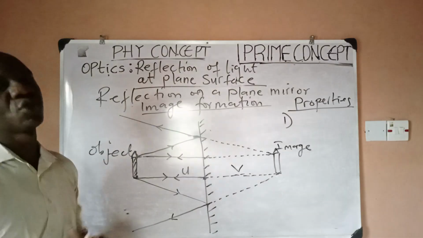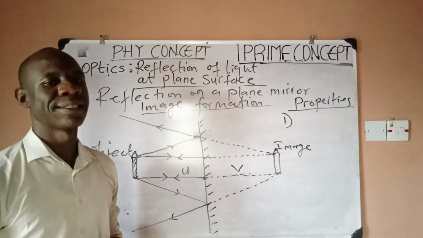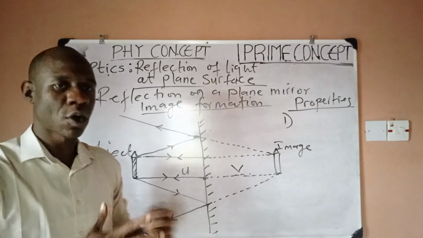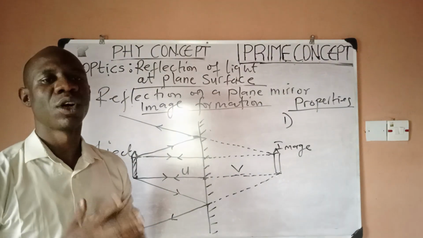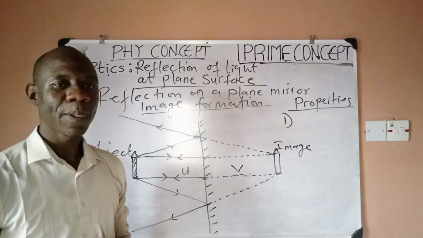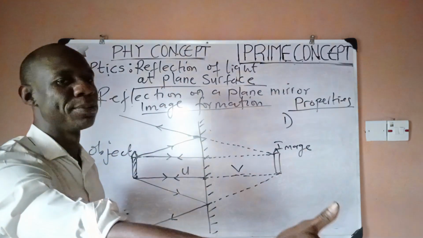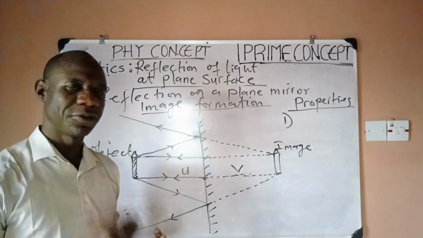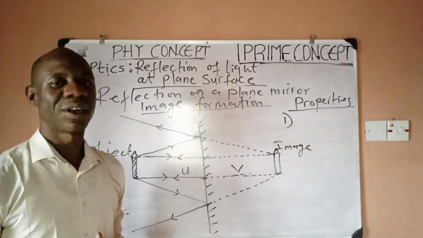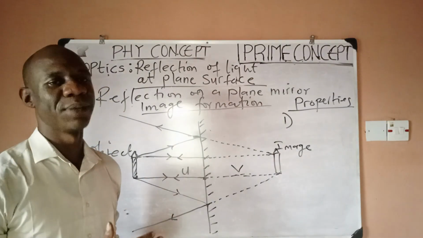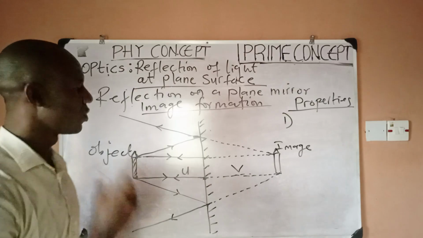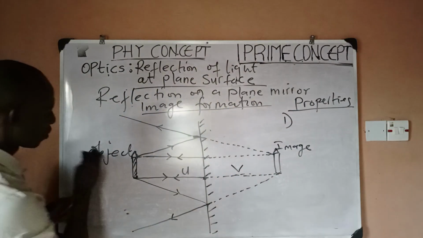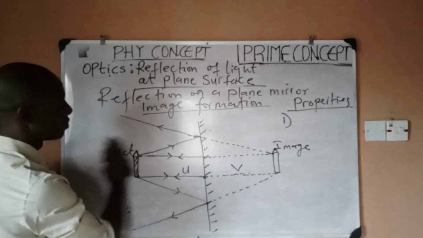Now, as a point to note, you should take note that every virtual image of a mirror, plane or curved, would always be erect. Then whenever you have real images, they would always be inverted. So you take note of this point. Every virtual image would always be what? Erect. Every real image would always be what? Inverted. So you take note of this point, right? Yes.